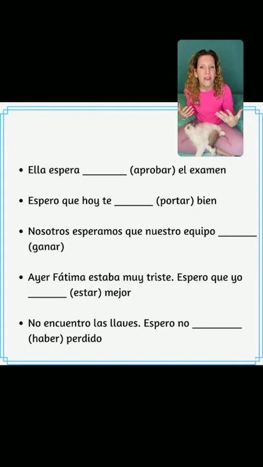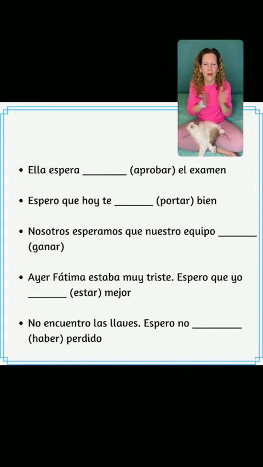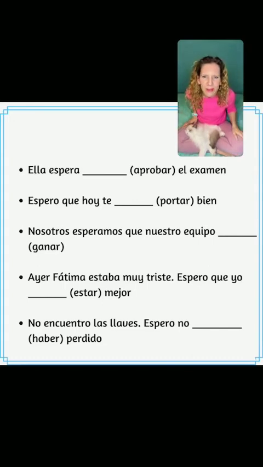So, ayer Fátima estaba muy triste. Yesterday Fátima was very sad. Espero que hoy ella esté mejor. Yo espero, I hope that she, okay, is feeling better today. So, espero que hoy esté mejor. Perfecto, subjuntivo, muy bien. Perfecto. Great. Perfect. Okay, so the last one.